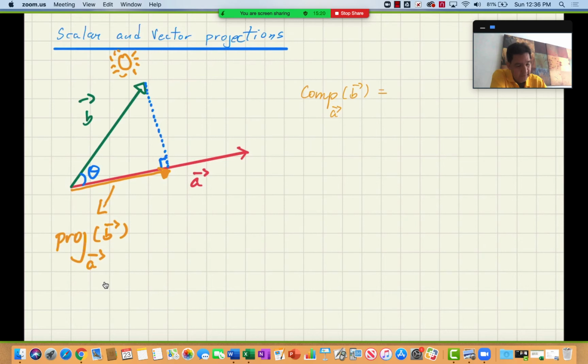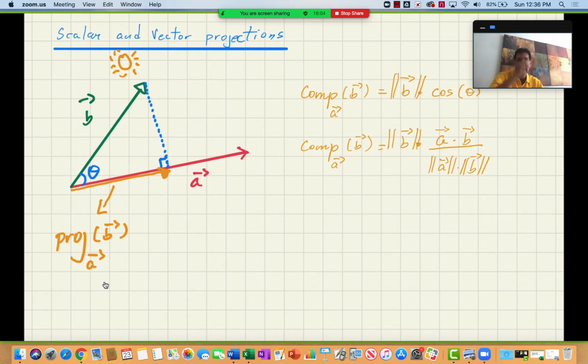Well, we know this vector is going to be, as we learned a few years ago, B times cosine of theta, right? That's really easy. Now, we just learned that the cosine of theta is, actually, this is the magnitude of B, not just the vector B. The cosine of theta is the dot product of A times B over the magnitude of A and the magnitude of B.